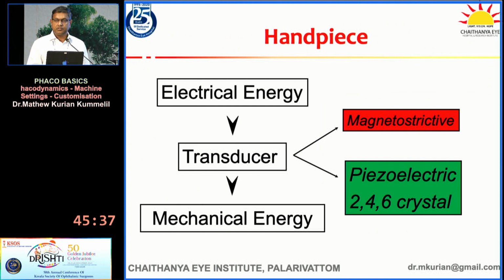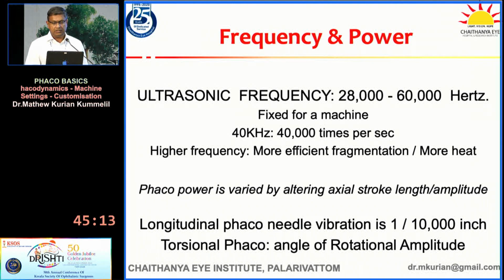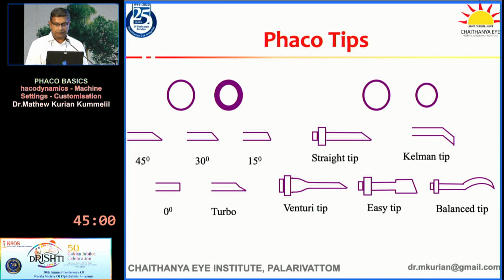The handpiece converts the electrical energy into mechanical energy, and today, almost exclusively, we have piezoelectric crystals in the handpiece. 4 or 6 is a current standard. The frequency, the terminology, is basically the speed at which the Phaco tip moves, and it is fixed for the machine. The higher the frequency, the greater the efficiency of fragmentation, but also more the heat. The power is varied by altering the stroke length or the amplitude, depending on the machine that we use.